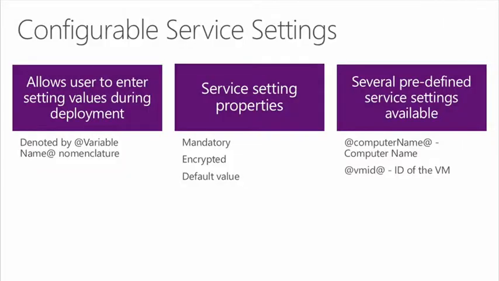I can set up service settings so that they're mandatory, meaning that they have to be deployed. They can be stored as encrypted data. I can even specify a default value. So what this means is that I have the ability to specify a default value that could be overridden if necessary. And I have several of these predefined service settings that are already available, things like @ComputerName@ or @VMID@. Those things are already there, making it easy for me to use, but I can also specify my own inside of the service template.